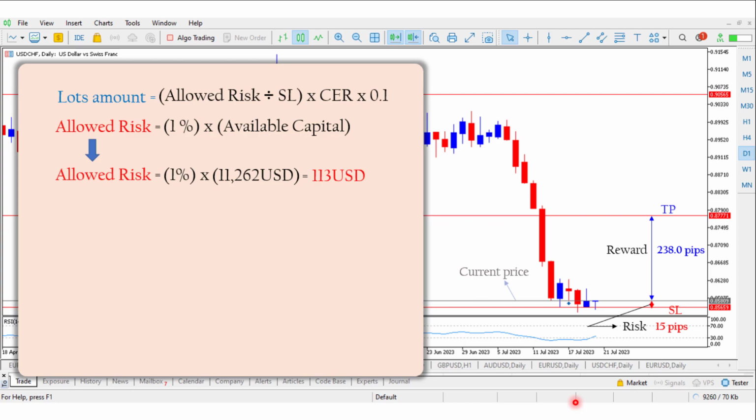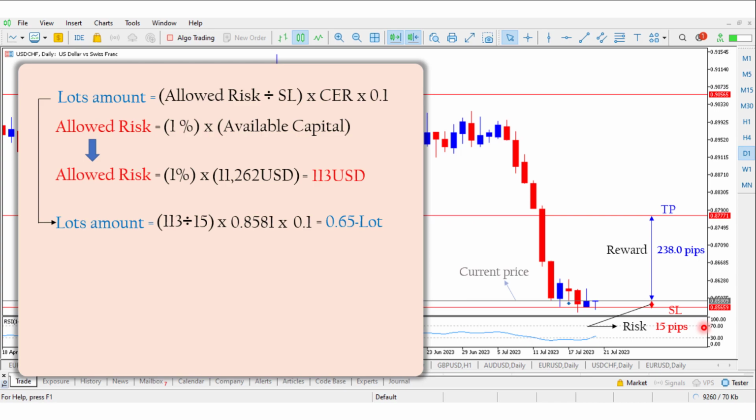According to this allowed risk, I will calculate my lots amount. My lots amount will be allowed risk, which is $113, divided by stop loss amount in pips, as you see here it's 15 pips, times current exchange rate, which is 0.8581, times 0.1, which is from the formula. So my lots amount will be 0.65 lot. It means that if I risk $113 on 15 pips, I'm allowed to trade 0.65 lot.